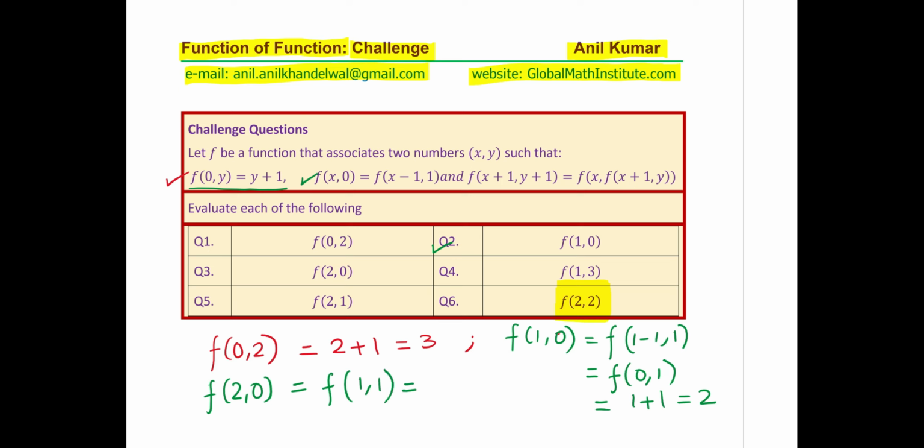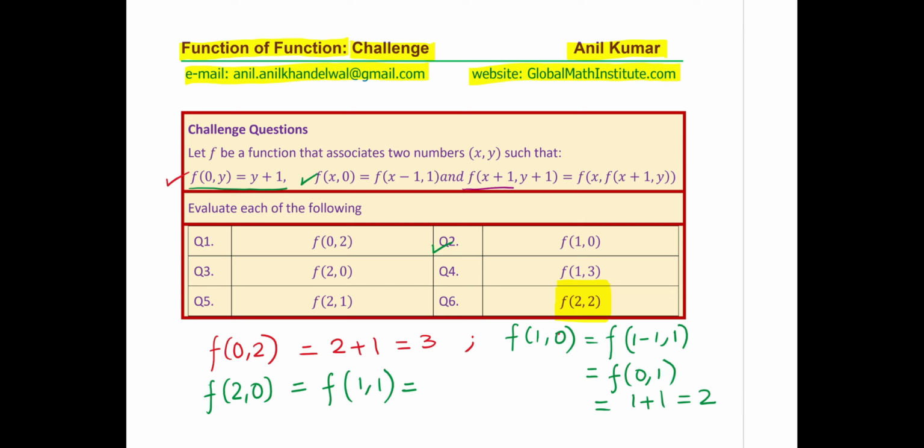Now, since we now have f of 2, 0 as equal to f of 1, 1, what will you do next? Now, if none of these numbers has a 0, then we have to get to the third set of relations. So let me mark this now.